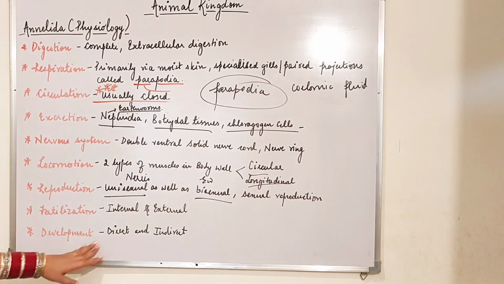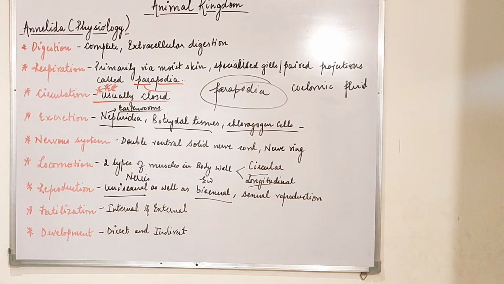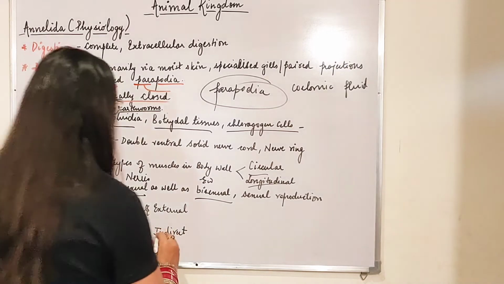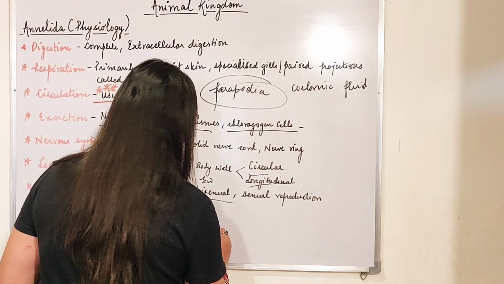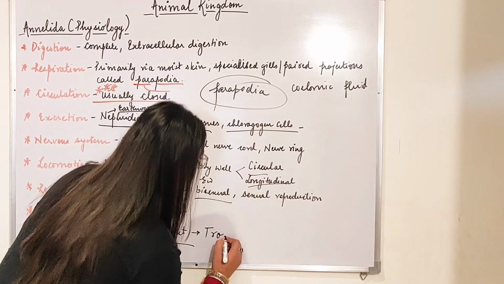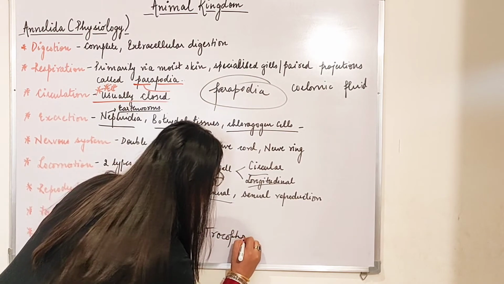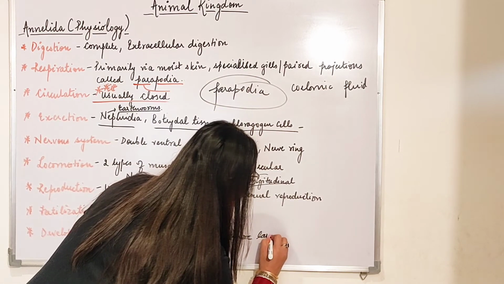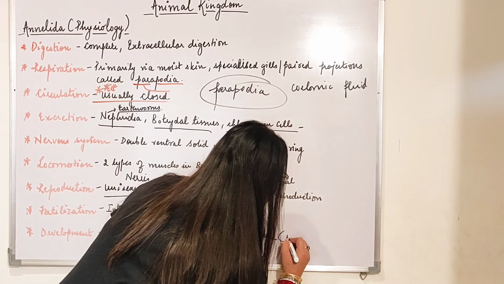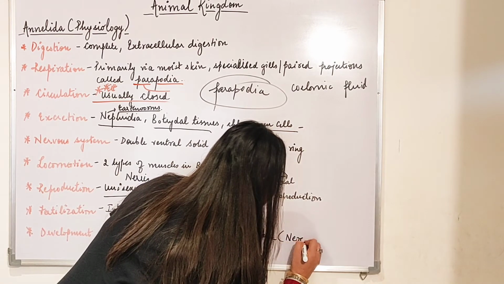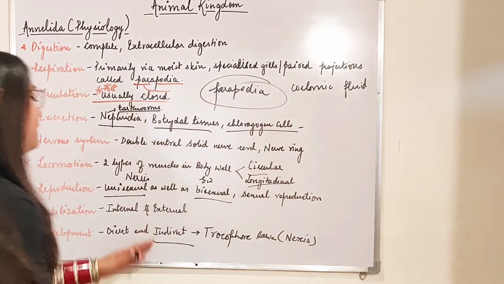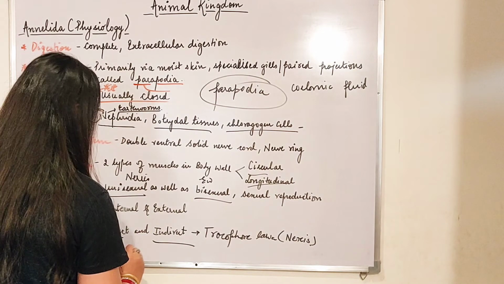Then development is direct or indirect. Where does indirect development take place? Indirect development takes place through the trochophore larva of Nereis. In earthworm, development is direct.